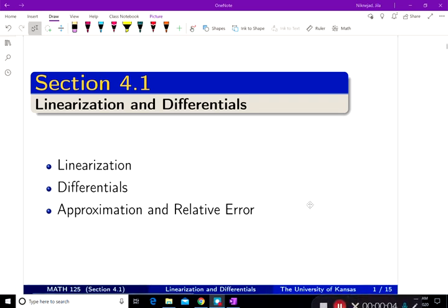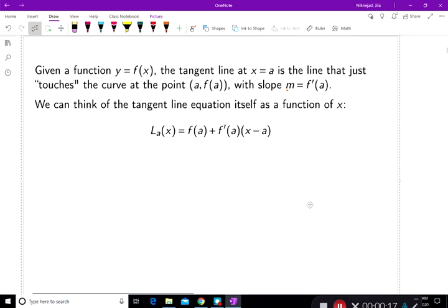We're starting section 4.1, linearization and differentials. Linearization, differentials, approximations, and relative error are on our list. So what is a tangent line?